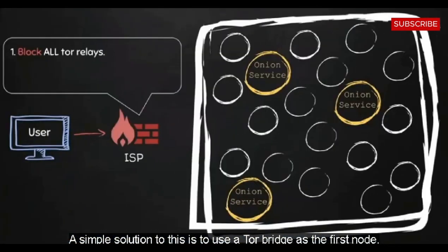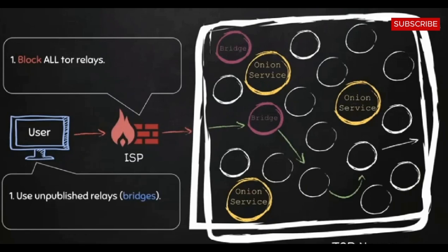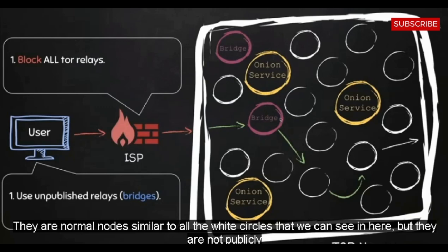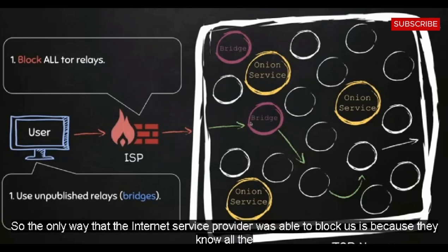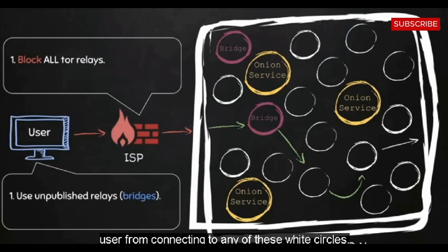A simple solution to this is to use a Tor bridge as the first node. What we mean by Tor bridges, they are normal nodes similar to all the white circles that we can see in here, but they are not publicly available. So the only way that the internet service provider was able to block us is because they know all the white circles, they know all the public nodes, and they have a rule in their firewall to prevent any user from connecting to any of these white circles.